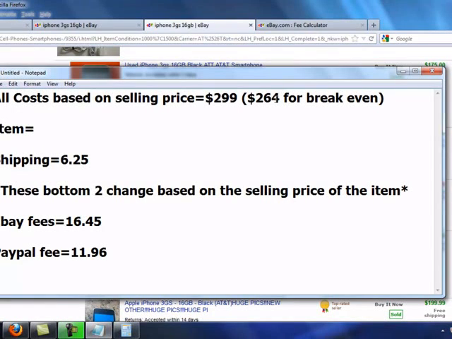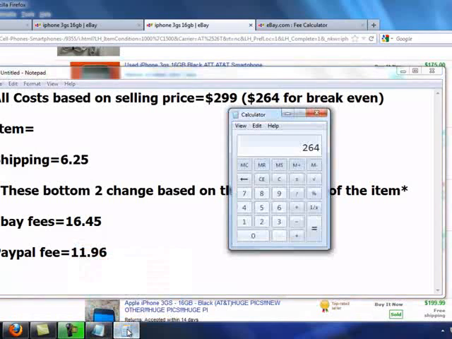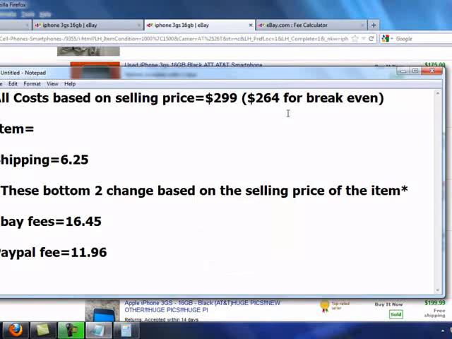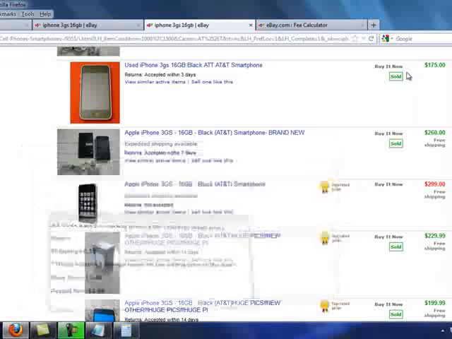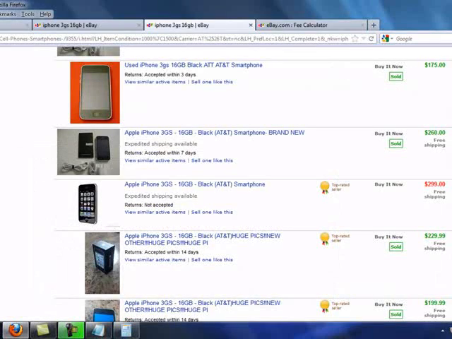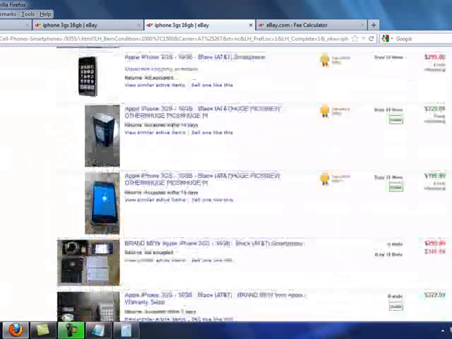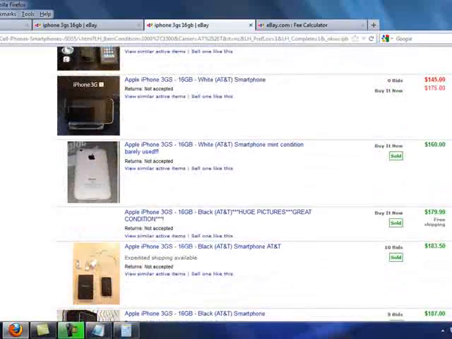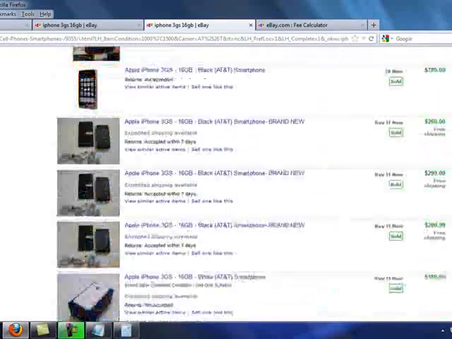Now, anything under that, let's say I want to make $50 a phone, I subtract that from the $264. So I say minus 50. So that means if I want to make $50, I pay $214 per phone. So now what I'm going to do here is look and see, these are the ones that sold. So I said 229, maybe, yeah, 199, 222, 160. I can probably find one.